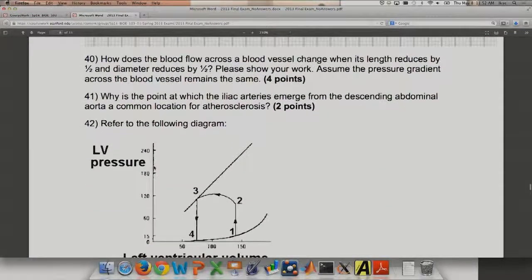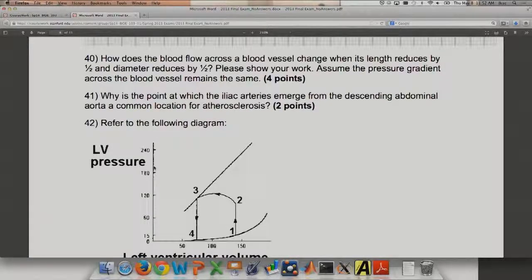How does blood flow across a blood vessel change when its length reduces by half and diameter reduces by half? Do you guys know which equation to use? Now that's where the cheat sheet would be helpful. If you wrote down your equations, you could just apply it. This is the kind of equation stuff that you will be asked to do in exam, but it's not like a crazy derivation of anything.